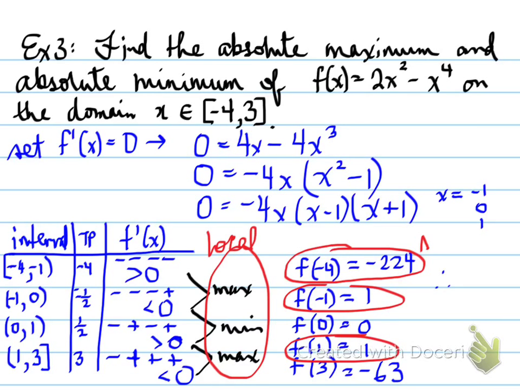Our absolute minimum is at negative 224. Our absolute max happens at negative 1 and 1. So the values are going to be the same, 1 and 1. Those are the absolute maximum value. It happens at these values here, at negative 1 and positive 1, as well as our absolute minimum, which is the lowest number of all the values that we tested. We find out that it's f at negative 4. That's an endpoint. So that must be an absolute min.